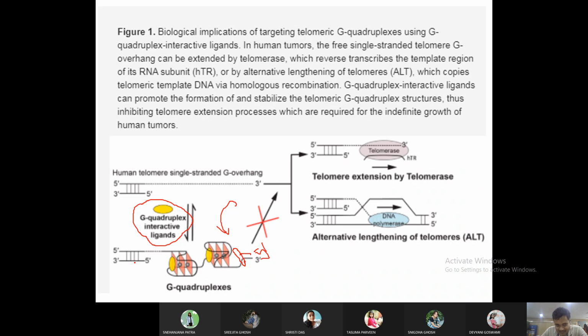Okay. And now when the cell feels that it wants to increase this 5' to 3' extension a little bit more, what it does is take out this G quadruplex interacting ligand. How can it take it out? Because all proteins have their half-life, it will simply stop making them. So what will be the end result? This end will now be free.